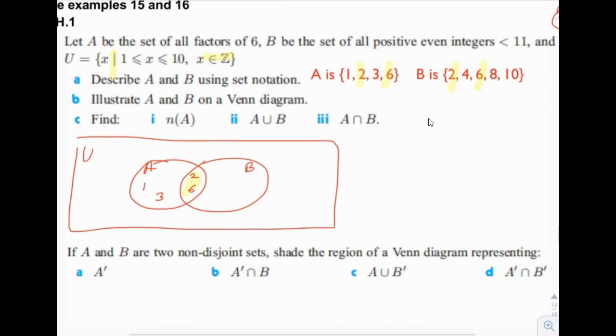So B, besides 2 and 6, there's 4, 8, and 10. So I'm going to write those 4, 8, and 10. Last of all, inside U, we're going to have the remaining numbers which are neither in A nor B. So what's left? 1, 2, 3, 4, what about 5, 6, 7, 8, 9, 10. Okay.